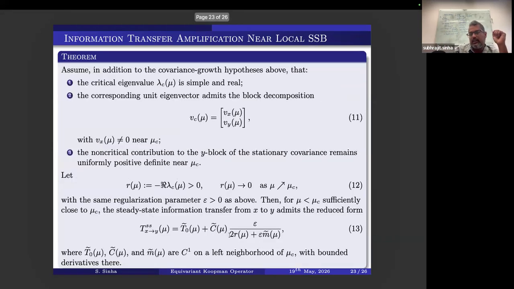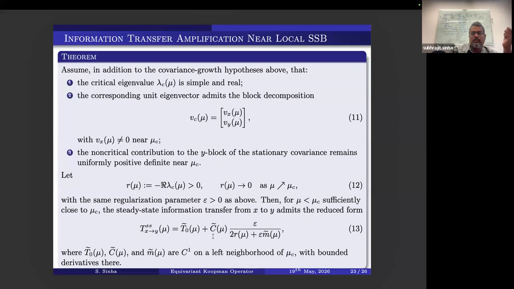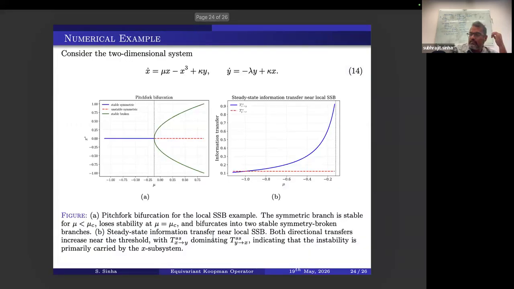And with this, one can show that as the system is approaching this instability, provided that this Ayx is non-zero, the information flow from x to y shoots up. One can show that. So let's consider this two-dimensional system. Again, it's just a pitchfork bifurcation here.